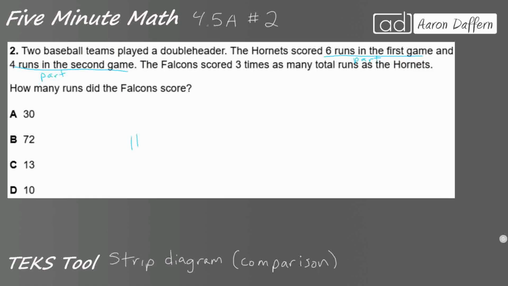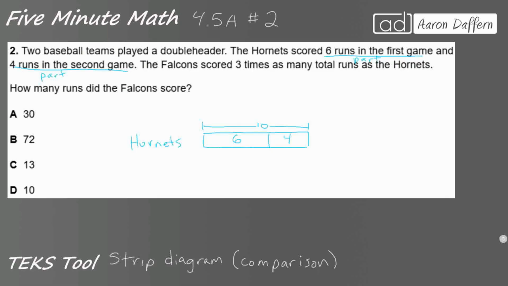So I'm going to write Hornets, and I'm going to put this right here. I'm going to make it slightly uneven because there's more runs in the first game, 6, than there are in the second game, 4. Now, they didn't ask us to add for the total, but let's go ahead and do that whenever we see that. That's going to be helpful for us. How much is 6 plus 4? Okay, that's 10. Not difficult. So there's a missing total they might have asked us for.